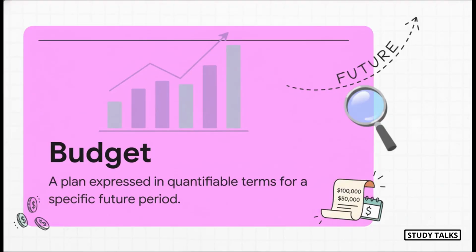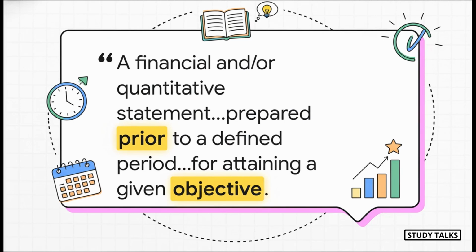Well, think of it like this. It's just a plan, but with numbers. It's a statement that looks to the future and puts a quantity, usually money, on what management hopes to achieve. It's kind of like a financial roadmap for where you're going. Now, for your theory questions, this is the formal definition you've got to know. It's from CIMA. For the exam, really focus on the key bits here. Prepared prior, that tells you it's a plan. Defined period of time, it's for a specific time frame. And attaining a given objective, it's always got a purpose.